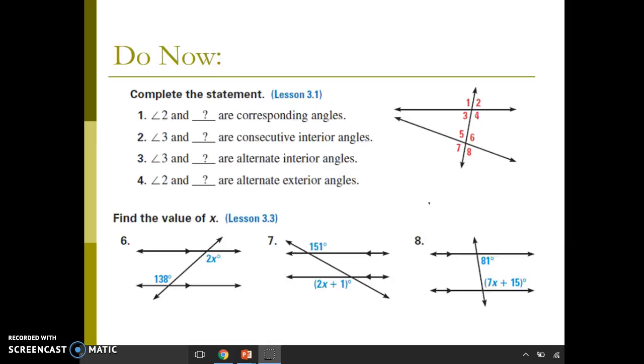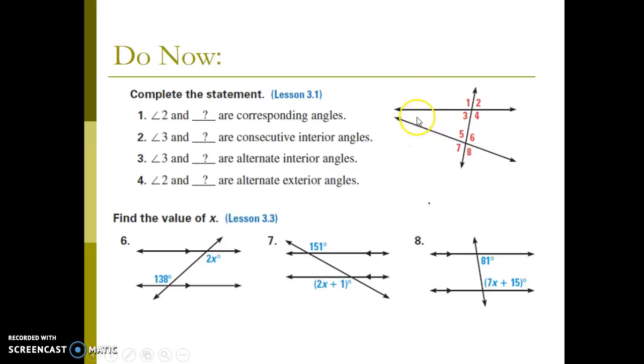So for the first statement here, we have angles 2 and what are corresponding angles. Again, remember, for a corresponding angle, if I were to take my paper and cut it and slide it down, corresponding angles would be the ones that overlap. So in this case, angle 2 and angle 6 would be corresponding angles.